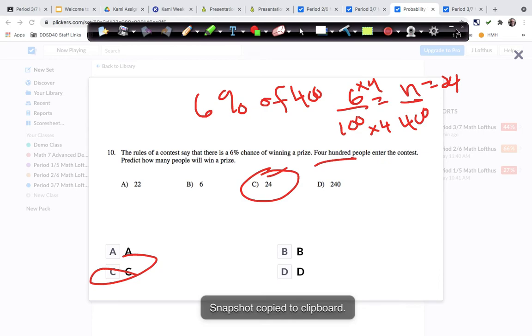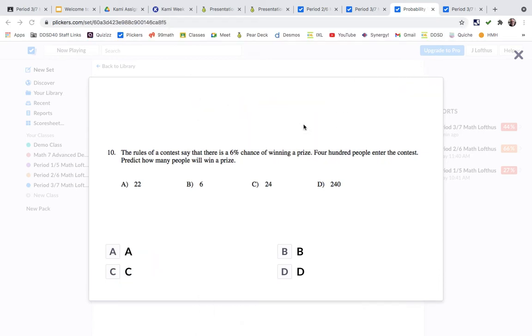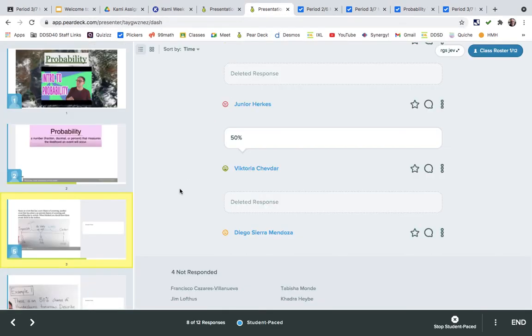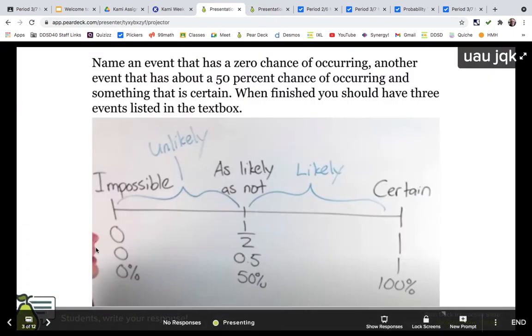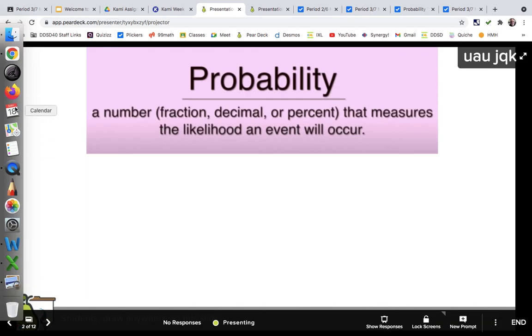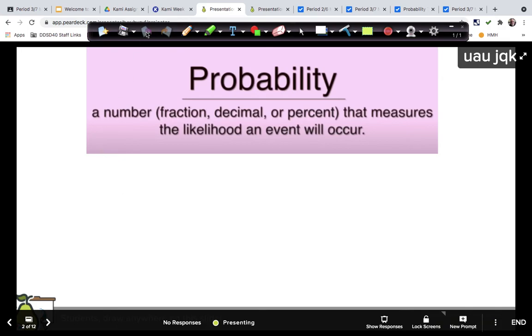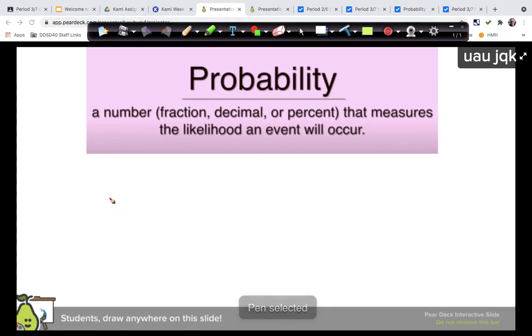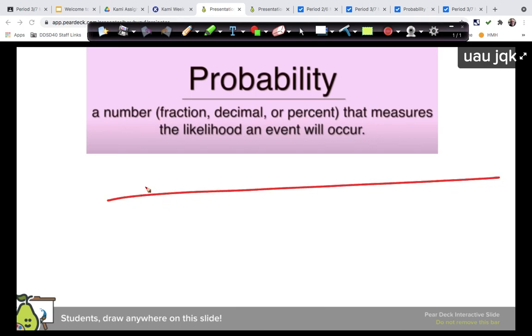Okay, I'm going to do one more thing that we did in class, and that is on Pear Deck. On card 2, if you want to go there right now, we wrote a little bit. We did a couple of cards on Pear Deck. So we put the number line between 0 and 1, a 0, a 1, and then we put the words on that from the notes yesterday.